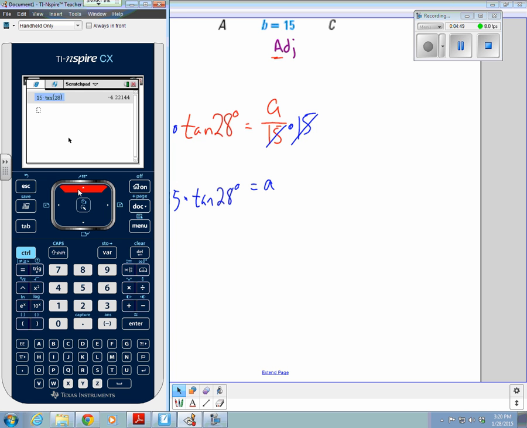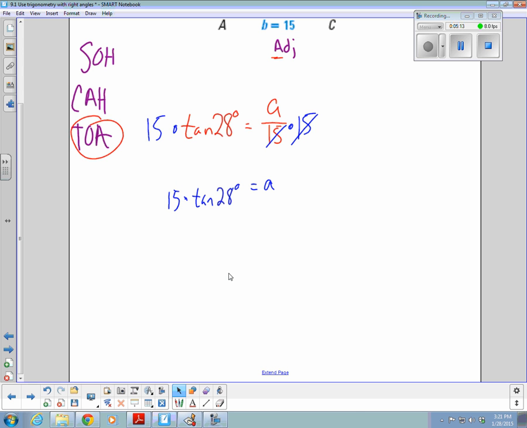So let's see, if you highlight that, and let's try that again. 15 times the tangent of 28. There you go, 7.97, and that looks a whole lot better. So that's going to be our value for A, right? Yeah, for A. So 7.9, and we might as well just round, 7.98, okay? So A is going to be equal to 7.98, all right? So I have that value for A.